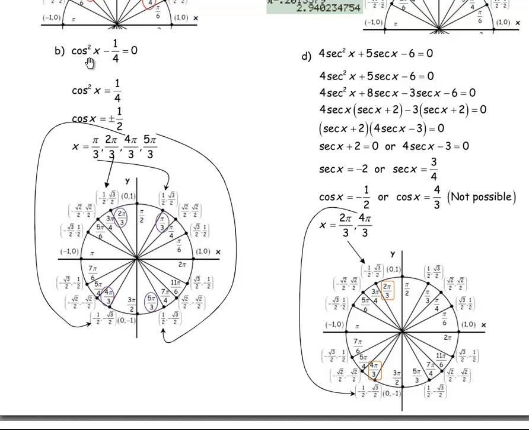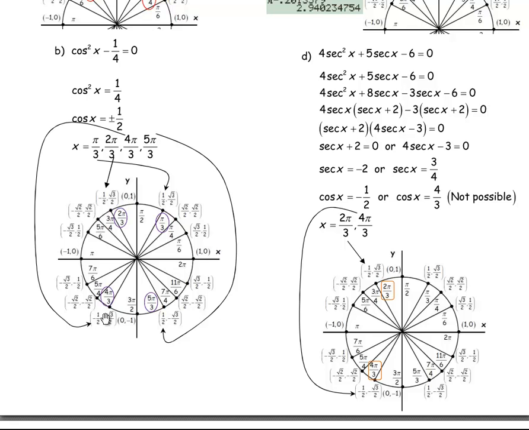For B, we have cos squared x minus a quarter equals 0, so bring the quarter over to the right. Take the square root of both sides, so cos x would equal plus or minus a half. And so we're looking for where cosine is a half or negative a half. So we have negative answers here too, negative 1/2 that is. And so cosine is the x coordinate. So notice cosine is positive a half here. That's at the pi over 3. Cosine is negative a half here, so that's at an angle of 2 pi over 3.